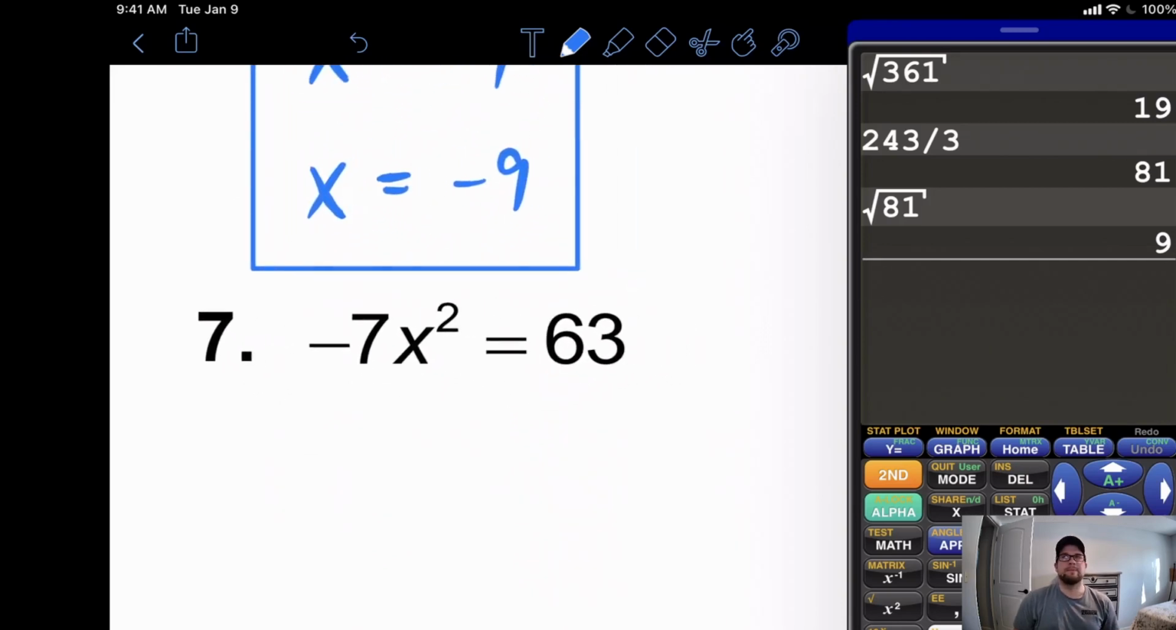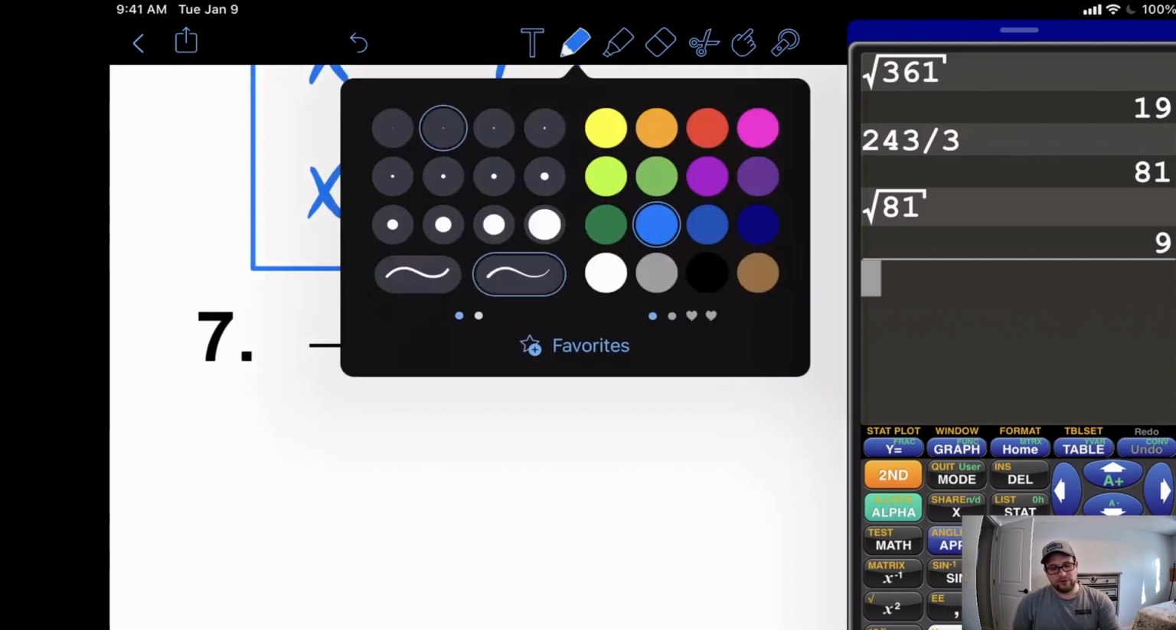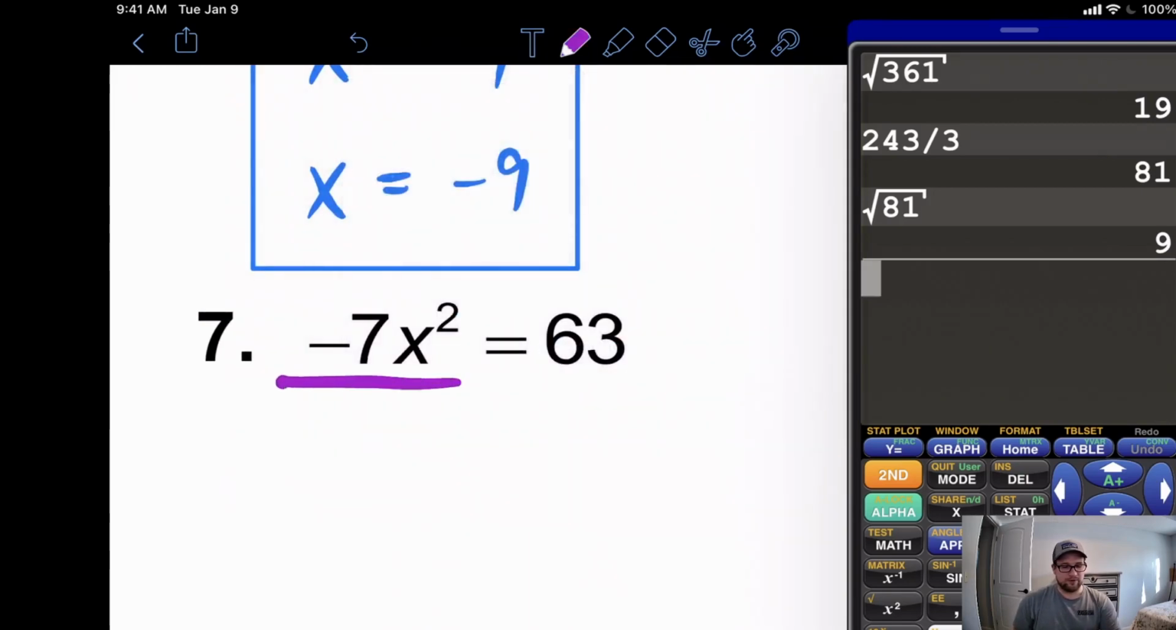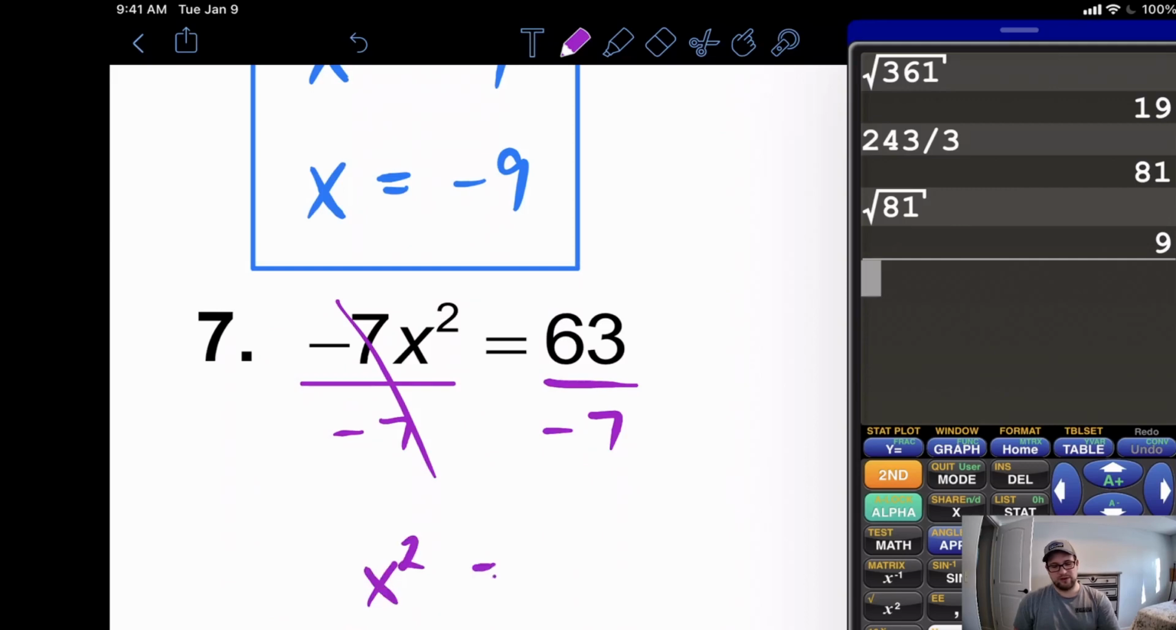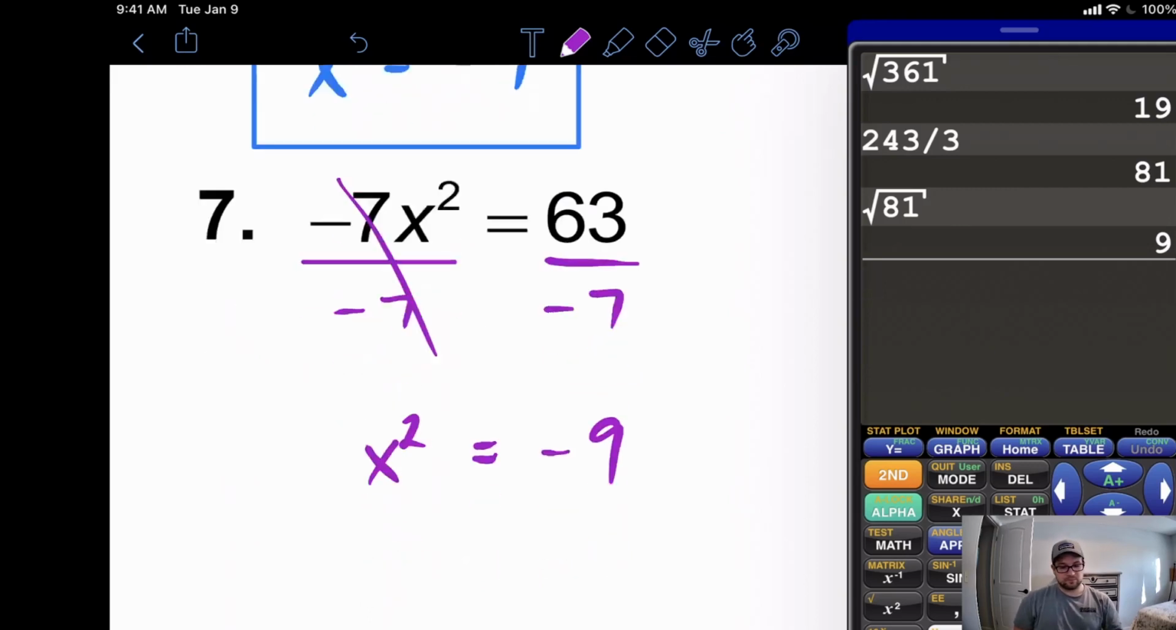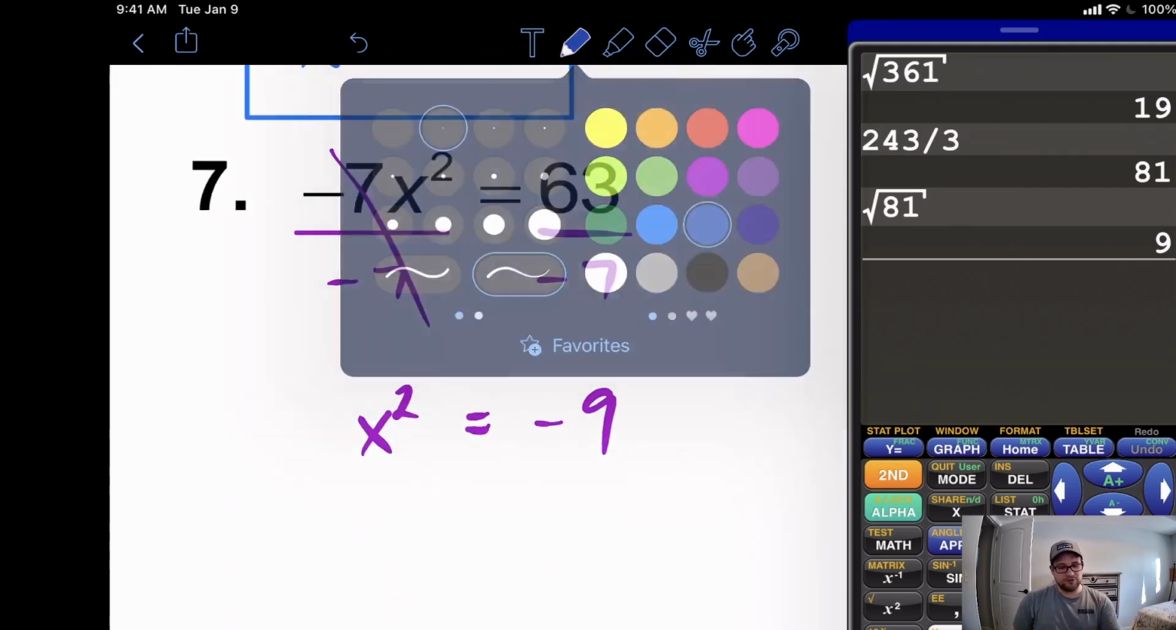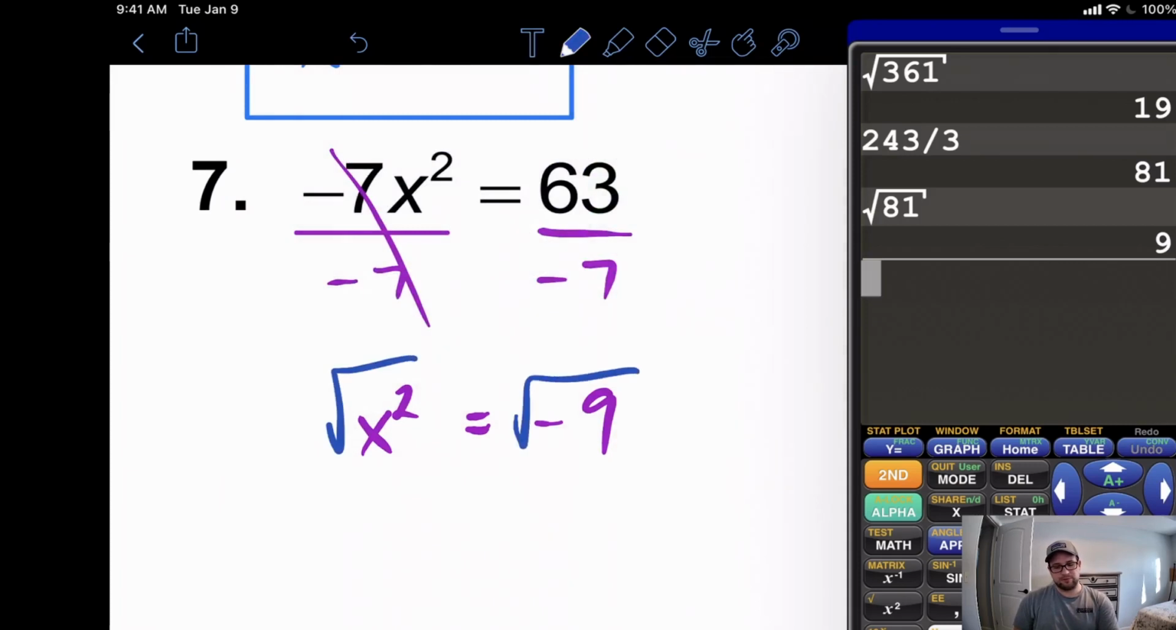Here's another one. Now I want to get x squared alone. So here's what I'm going to do. I'm going to come over here and divide both sides by negative 7. And when I do that, these two cancel off. So I'm just left with x squared is equal to 63 divided by a negative 7, which is a negative 9. Now, when I come over here to undo the square, I take the square root of both sides. These two go away, and I'm left with x equals.